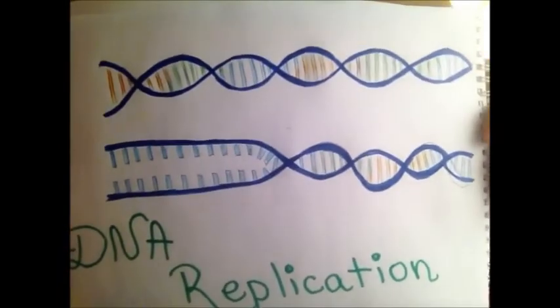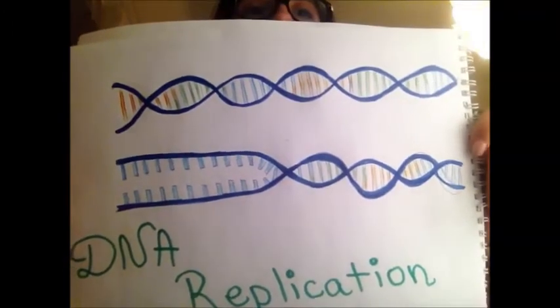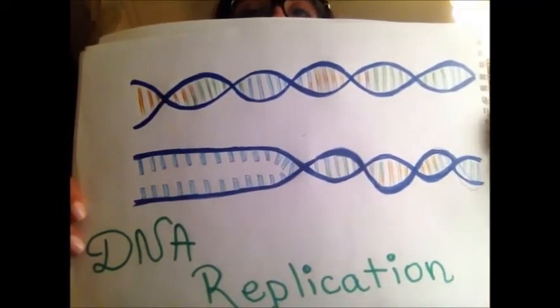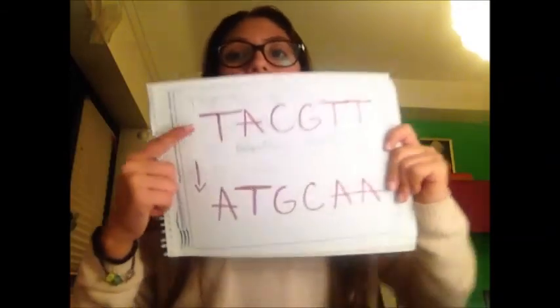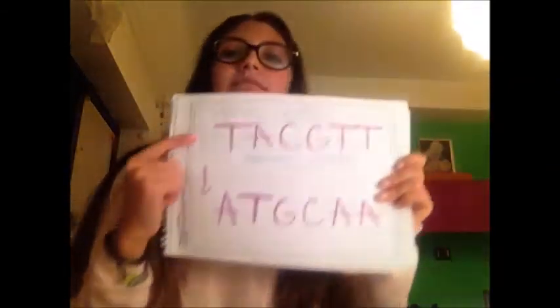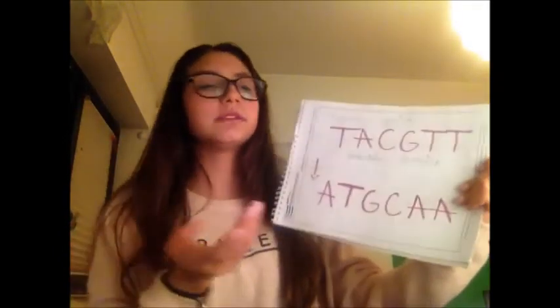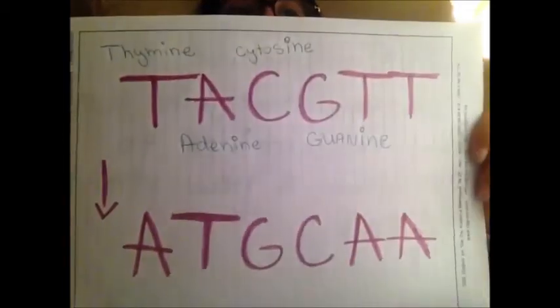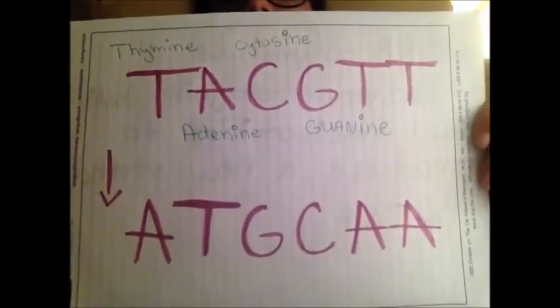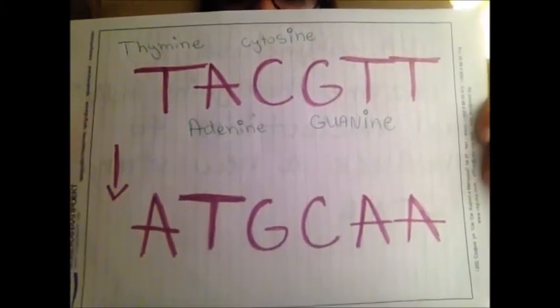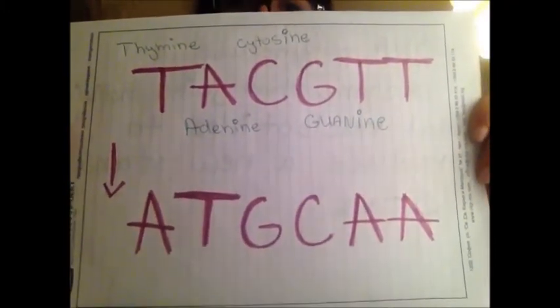As each new strand forms, new bases are added following the rules of base pairing. For example, if the base on the old strand is T, or thymine, we should add to the new strand adenine, which is A. And this is the same with C and G, cytosine and guanine. And if we have a base sequence TACGTT, it goes like ATGCAA, the opposite.